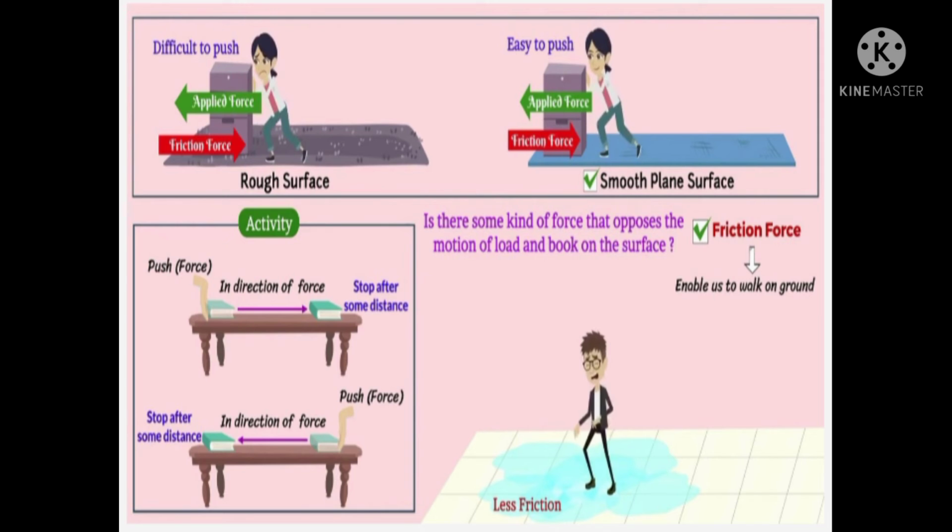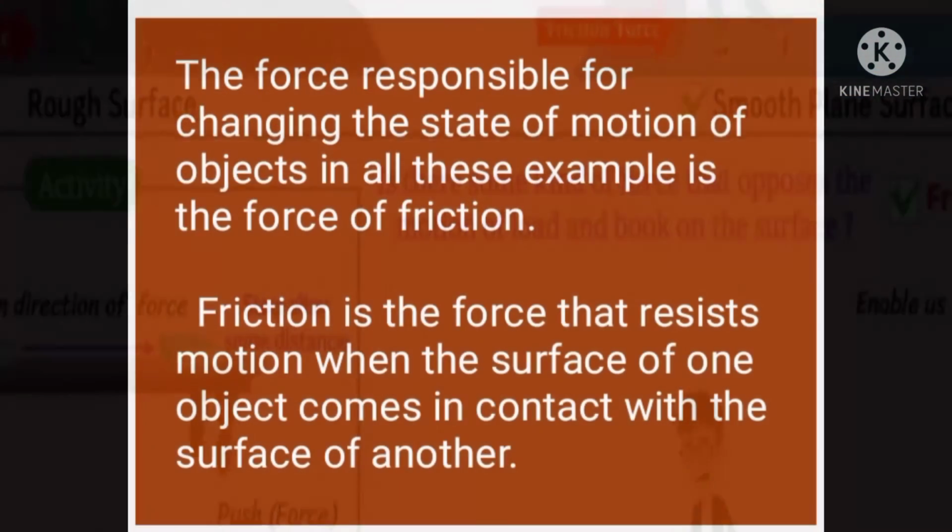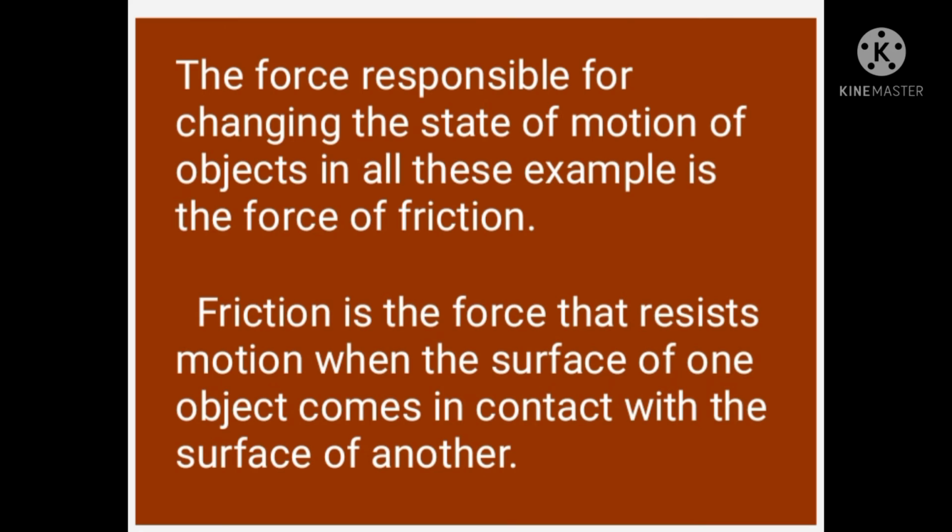What caused a change in their state of motion? Could some force be acting on them? Can you guess the direction in which the force must be acting in each case? The force responsible for changing the state of motion of objects in all these examples is the force of friction. It is the force of friction between the surface of the ball and the ground that brings the moving ball to rest. Similarly, friction between water and the boat brings it to a stop once you stop rowing.